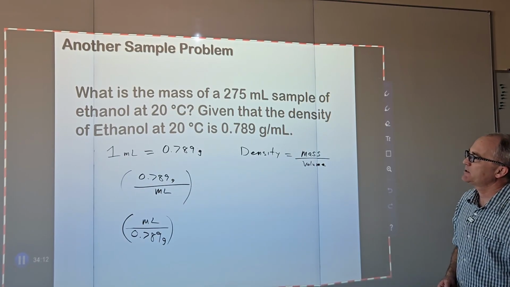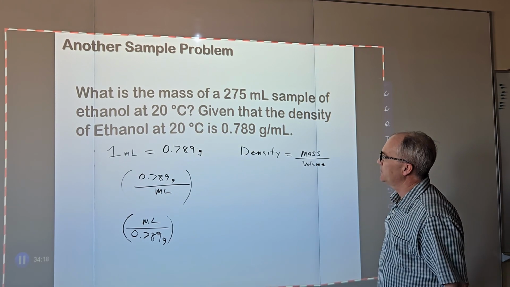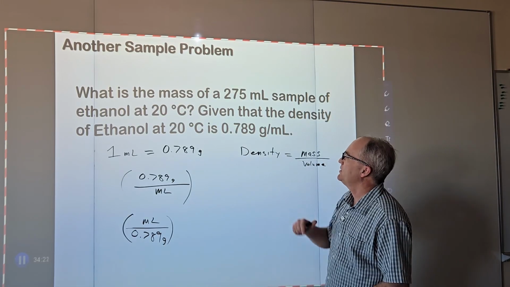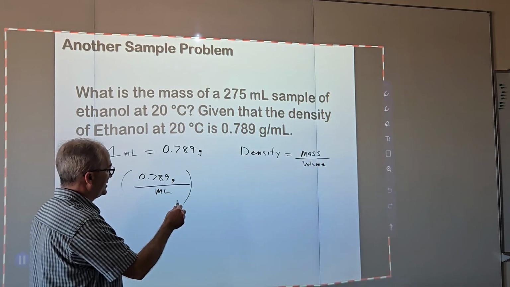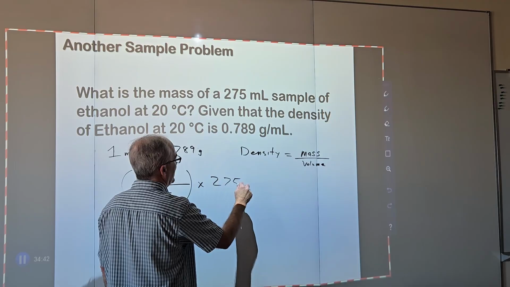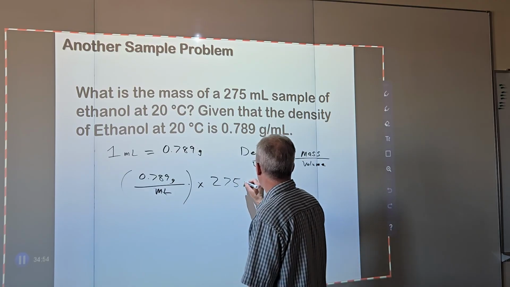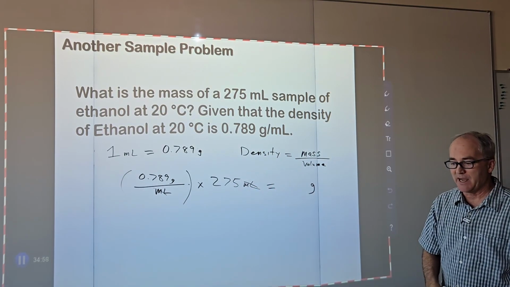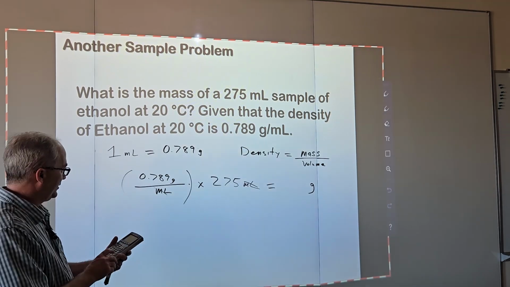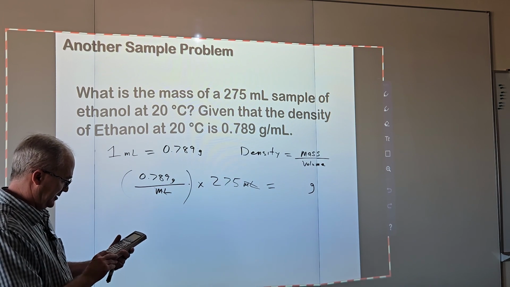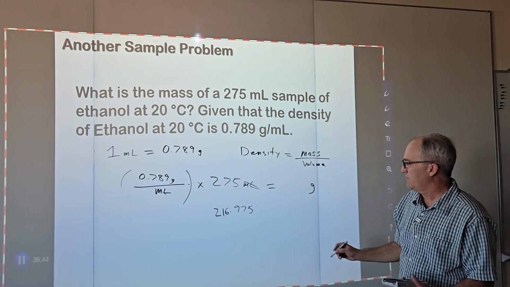All right, that might be more explanation than we need for this whole problem. It says, what is the mass of a 275 mil sample of ethanol at a certain temperature, given that the density at this temperature is 0.789 grams per mil? So that means I use this unit factor. So I can take this thing and go times 275 mils. Exciting thing about this is the units do what they're supposed to. Mils cancel out, and I'm left with a unit of mass. Pull out my calculator. 275 multiply 0.789. So what my calculator's spitting out. I know the volume to 3, my density I know to 3. I'm gonna round this to 3.